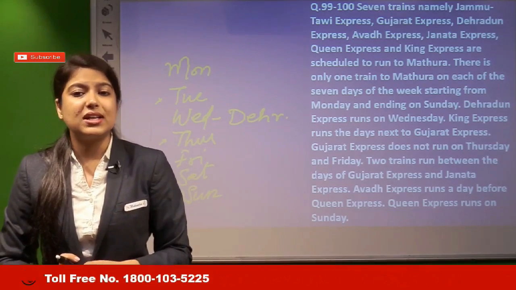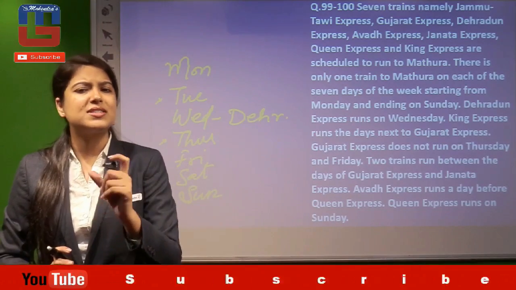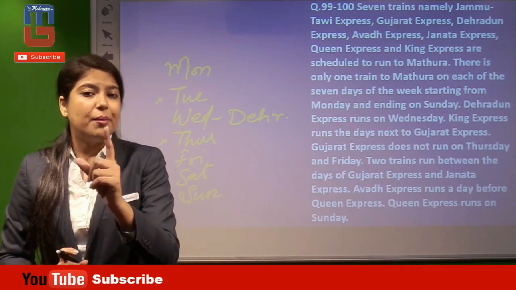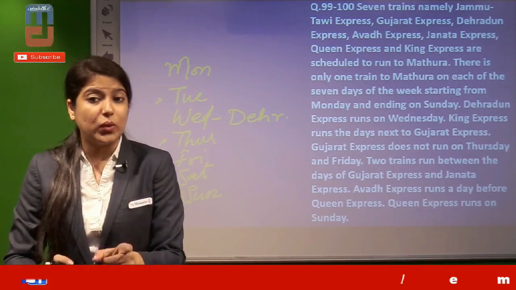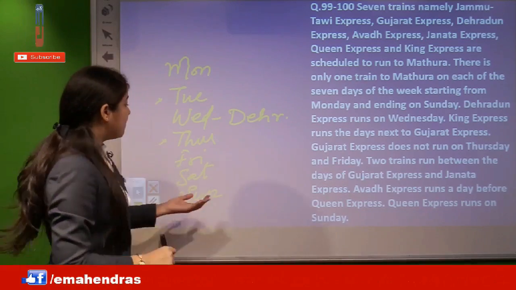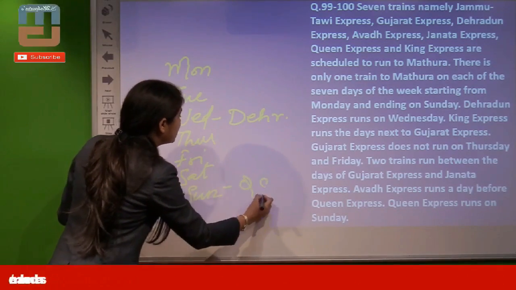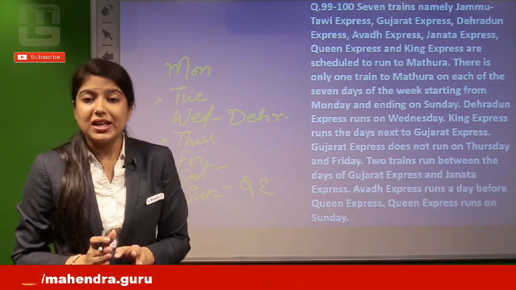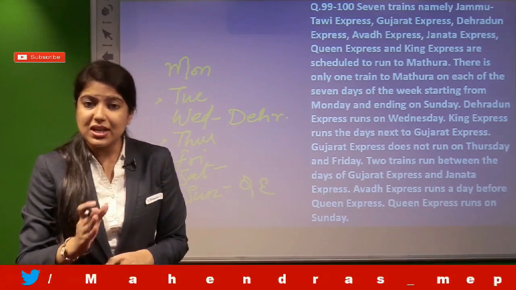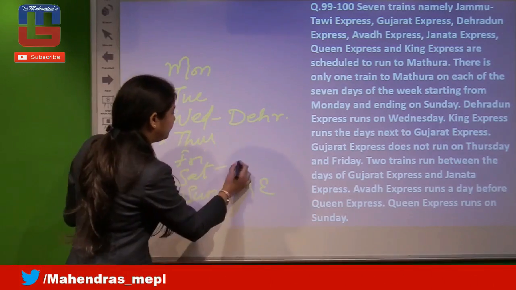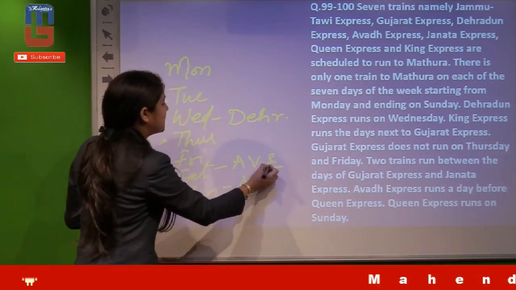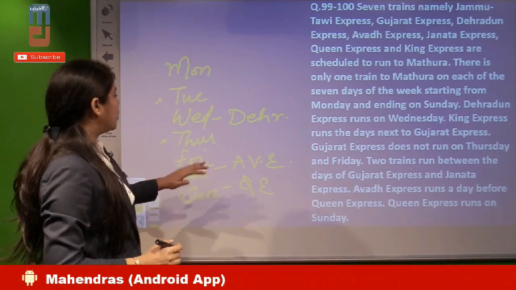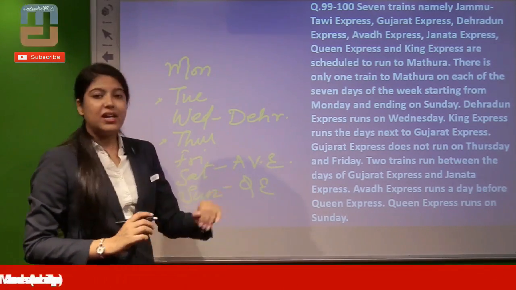Awadh Express runs a day before Queen Express. Now here we are getting clarity, because in the last condition it is showing Queen Express runs on Sunday. So if I put Queen Express there, that means before Queen Express we can put Awadh Express. Why? Because Awadh Express runs a day before Queen Express. So yes, here would be your Awadh Express. Now see, Awadh Express is on Saturday and Queen Express on Sunday.